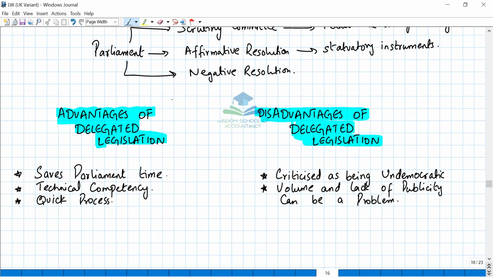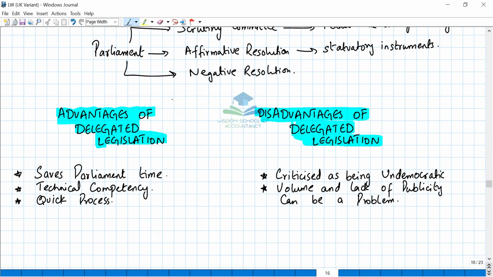What are the disadvantages? It is criticized as being undemocratic. Because the parliamentarians are not creating the law, delegated bodies are creating the law, and the people have not voted for the delegated bodies, right? So they can criticize those laws as being undemocratic.